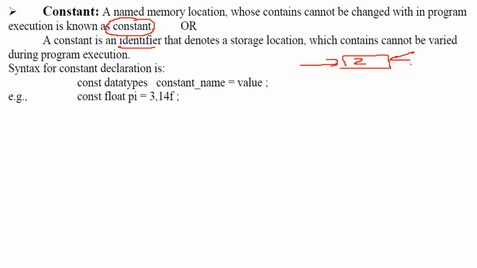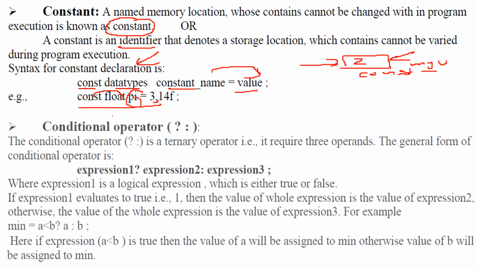So if you have a name, my variable, and it is declared as const in front of it, you cannot change the content. The compiler will indicate an error. The syntax for constant declaration is quite easy. You just use const, followed by the data type, then the constant name with the equals sign and the value. This is an example: const float pi. You don't want to change the pi value in your program, so you give 3.14f.